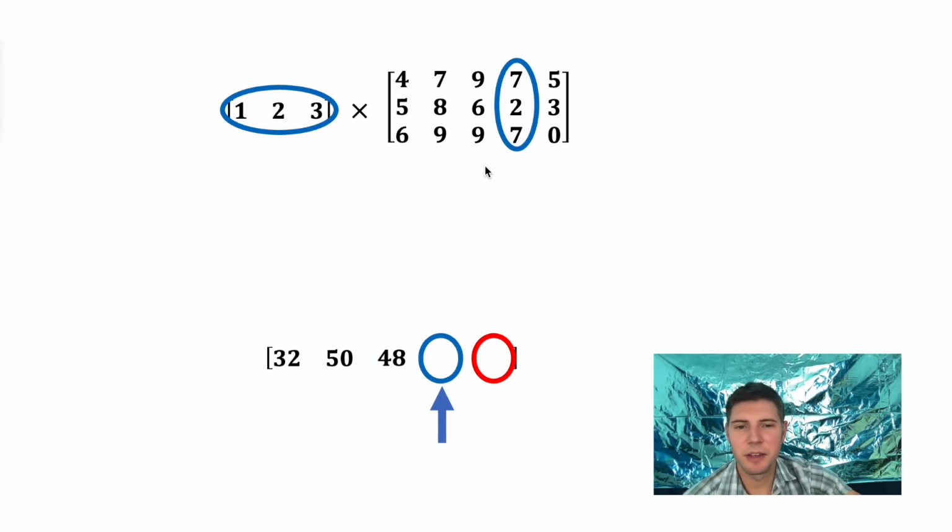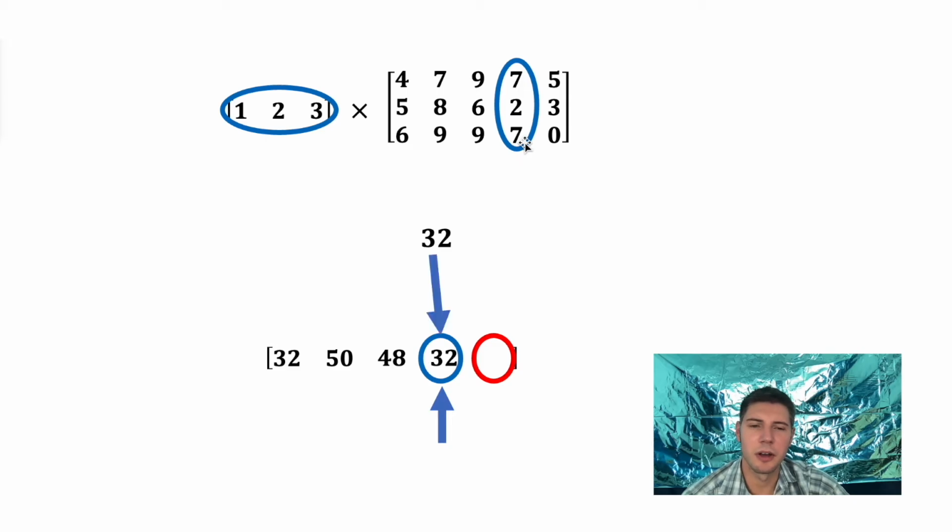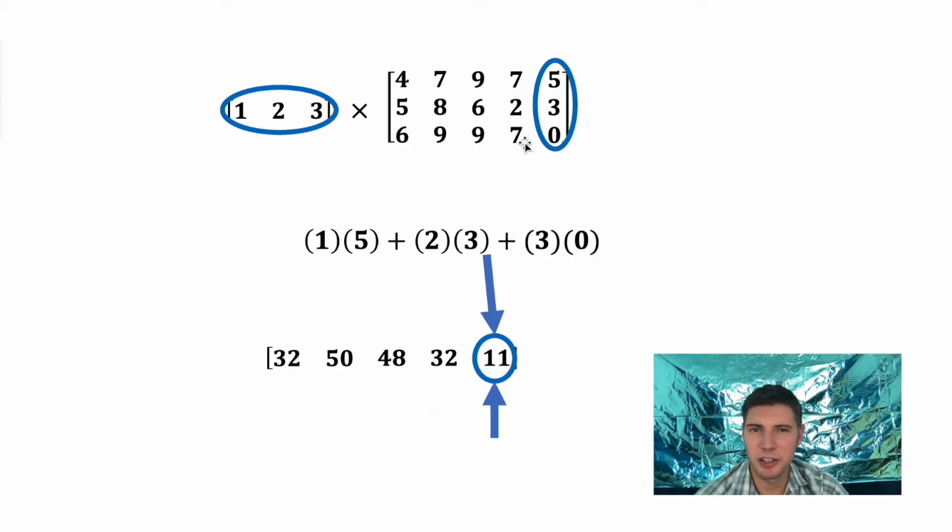So we do the exact same thing for the fourth entry. The row of the first times the fourth column of the second. 1 times 7 plus 2 times 2 plus 3 times 7. That gives us 7, 4, and 21. The 7 and the 4 are 11, and that gives us 32, and we stick it right there. And we do the exact same process for the last entry.